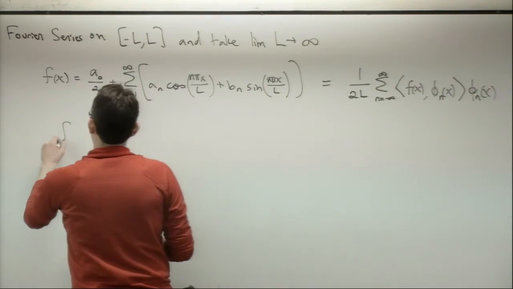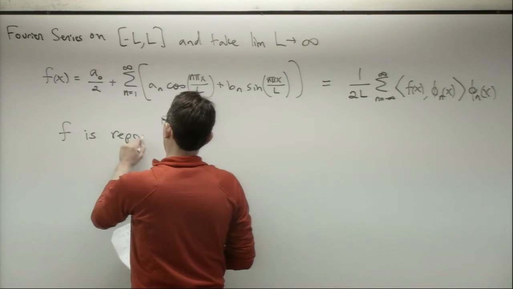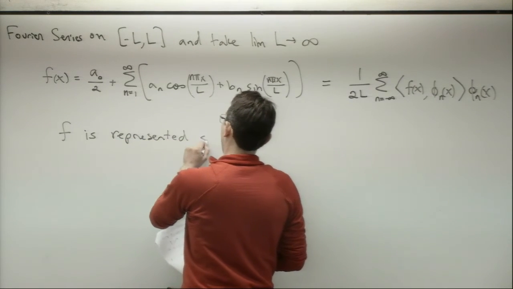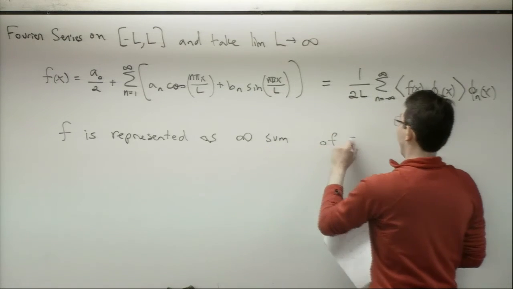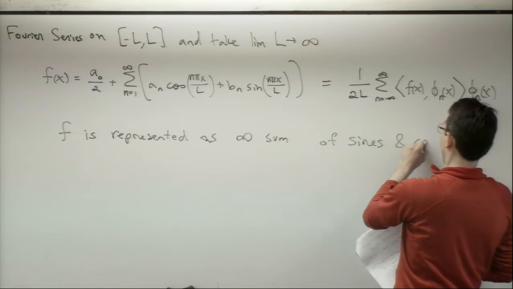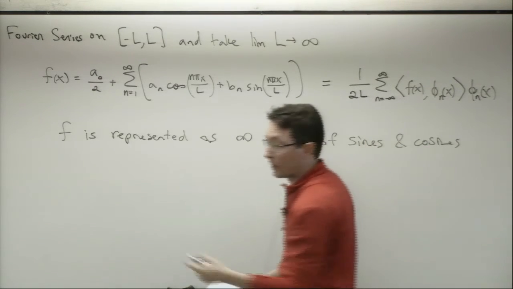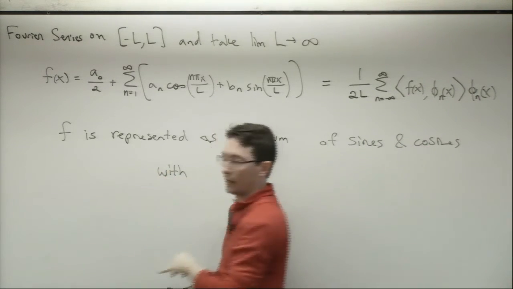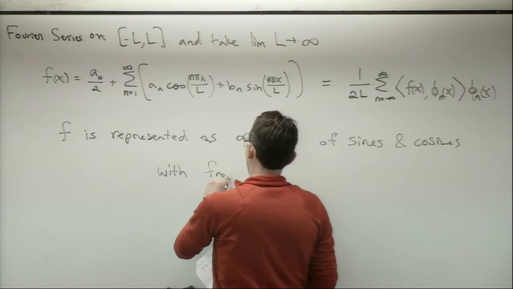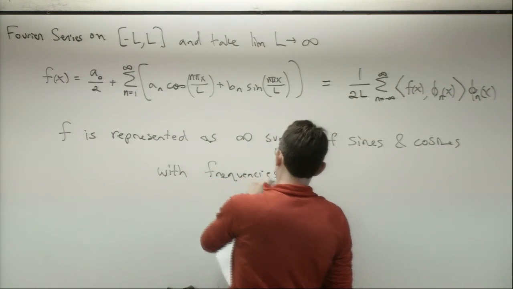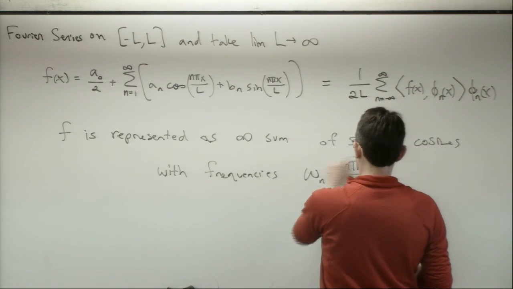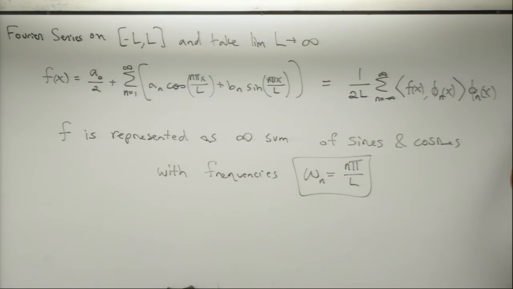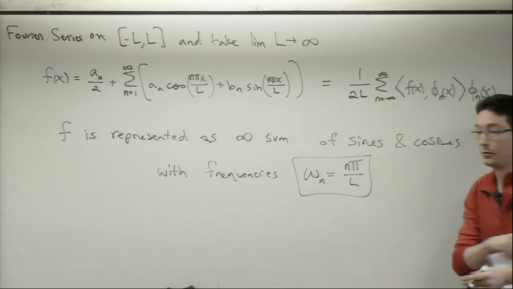And so f is represented as an infinite sum of sines and cosines with frequencies. These are kind of discretized or quantized frequencies given by omega n equals n pi over L. Okay? This is just summarizing everything we've done over the last 2 or 2.5 lectures.